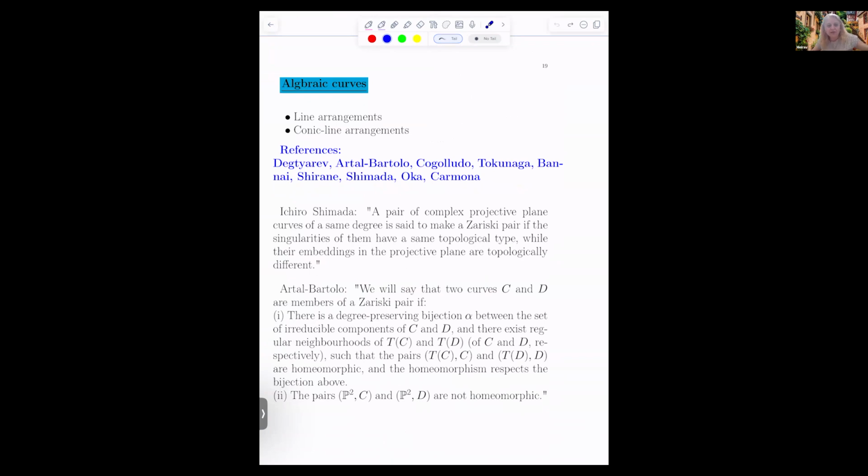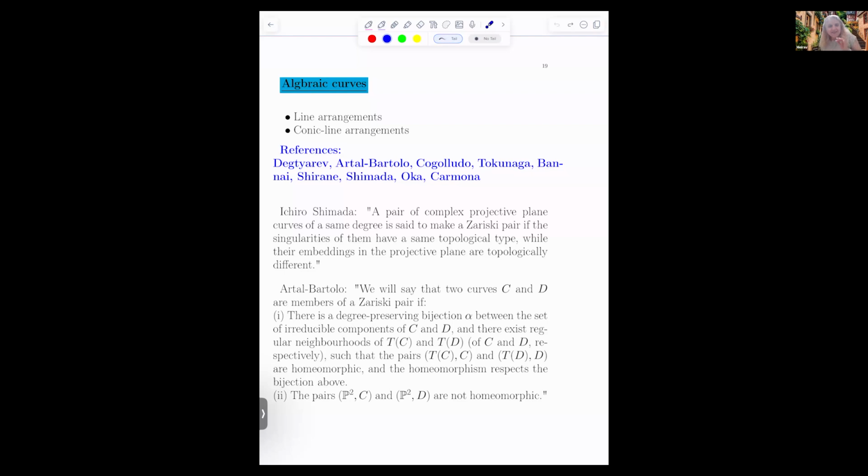So how do you do it? You do it according to Zariski pairs. You work in Zariski pairs. So you can, for example, classify line arrangements or conic line arrangements. Now, good references are Dektiarev, Artel Bartolo, Pogoludo, Tokunaga, Banai, and Shiran. Also Shimada, Oka, and Carmona. Okay, very good works and a lot of information there for many years.